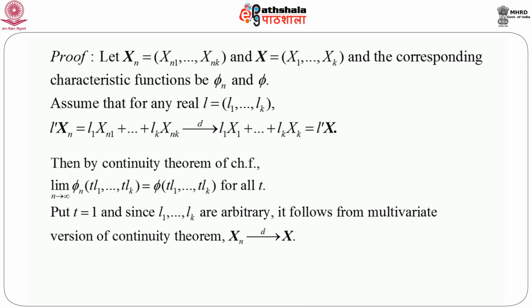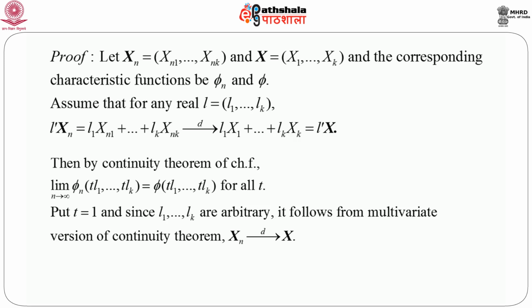Then by the continuity theorem of characteristic functions, we can immediately write that phi n of t L 1 up to t L k goes to phi of t L 1 up to t L k as n goes to infinity, and this is true for all t. This "for all t" is extremely important. Since it is true for all t, we can just put t equal to 1, and since L 1, L 2, up to L k are arbitrary, the entire proof follows from the multivariate version of the continuity theorem.